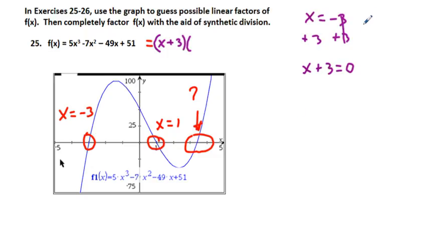And then the next one, we have x equals 1. If we set this equal to 0, we subtract 1. So we're going to have x minus 1 equals 0. So another factor might be x minus 1. And then we're going to have a third linear factor to get x cubed. We have to have a third linear factor if this thing is factorable. It looks like it is. So let's go ahead and use synthetic division.